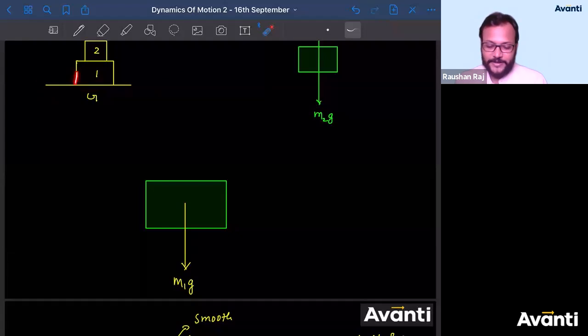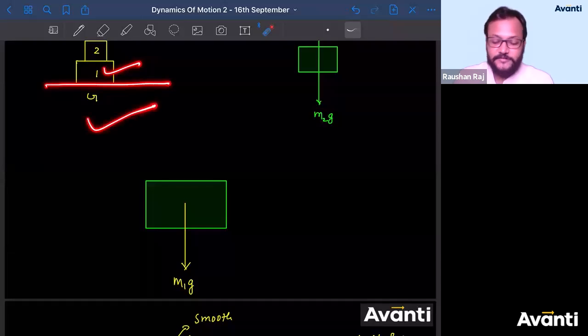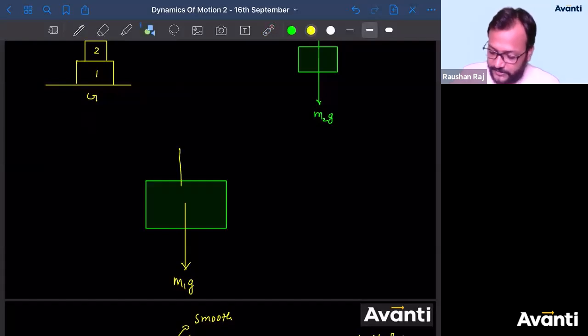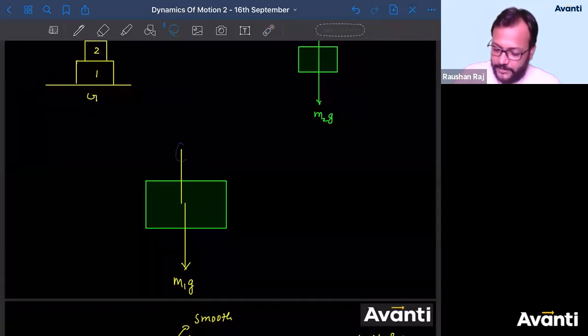So what will happen here? There will be a resistance. Block 1 wants to go down because of this M1G force, but the surface in contact between the first block and the ground will not allow this to happen. So how can this be opposed? How can this surface oppose the downward motion of block 1? By applying an opposing force. ठीक है?